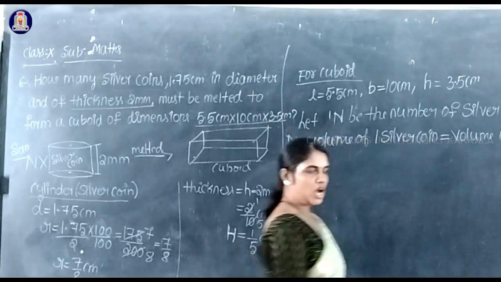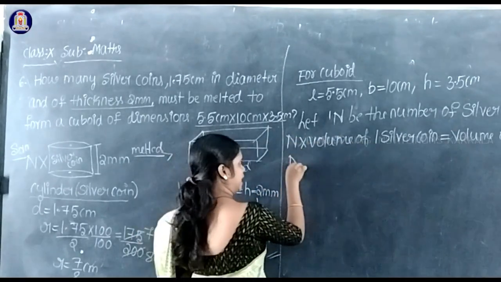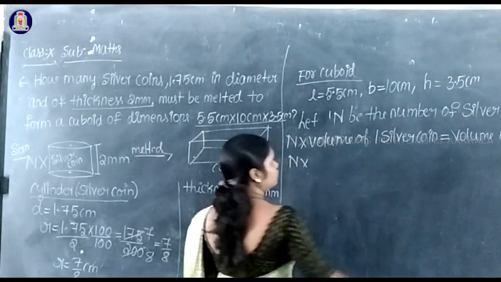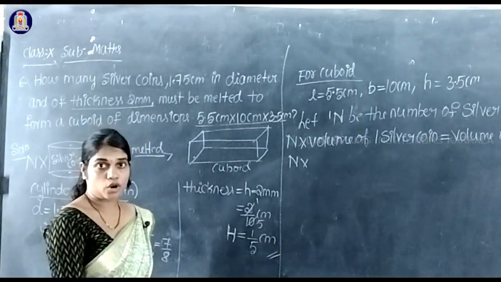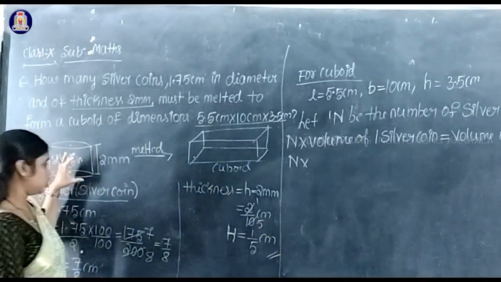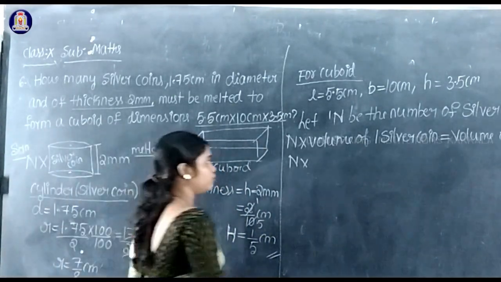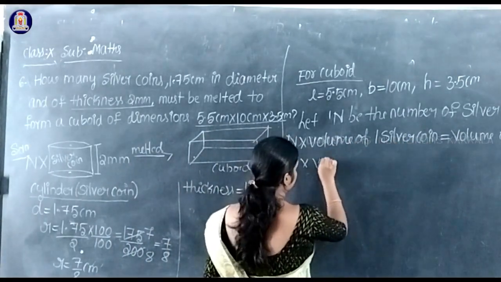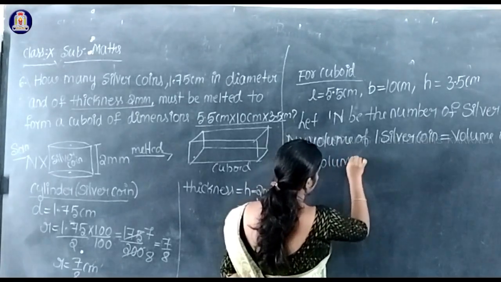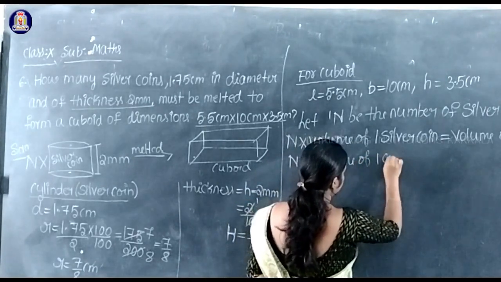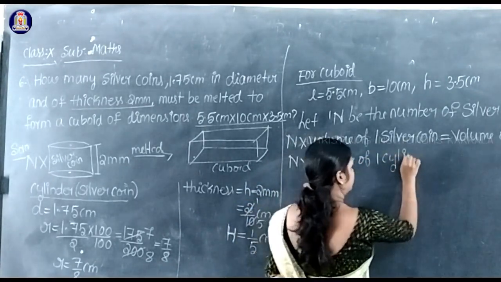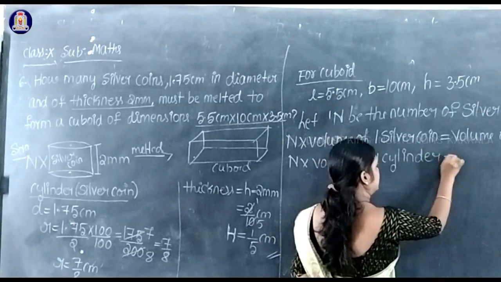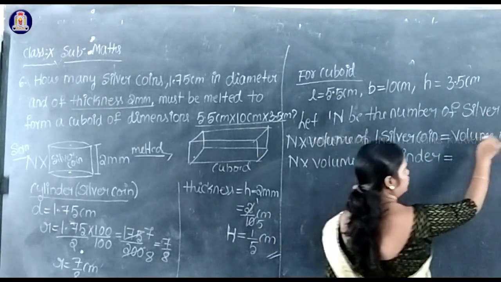Okay. So now n I'll write as it is. What is the formula for the volume of one silver coin? Silver coin will be in which shape? Cylinder shape. So shall I replace: volume of one silver coin is nothing but volume of one cylinder, because one single silver coin will be in which shape? Cylindrical shape, equal to volume of cuboid.